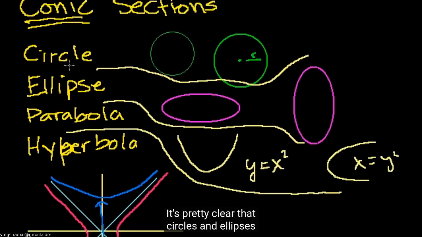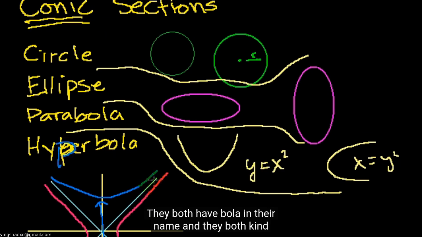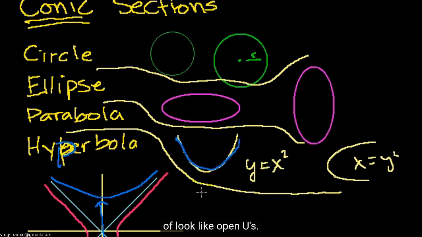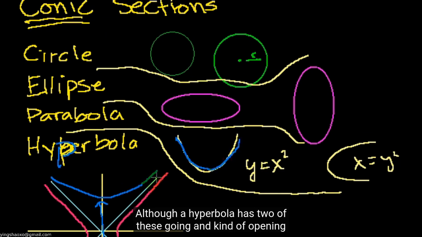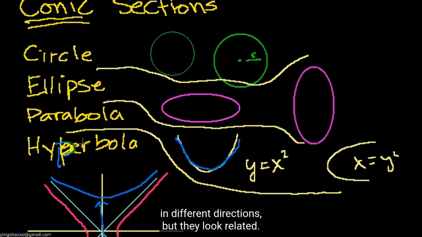It's pretty clear that circles and ellipses are somehow related, that an ellipse is just a squished circle. And maybe it even seems that parabolas and hyperbolas are somewhat related. This is a P once again. They both have "bola" in their name, and they both kind of look like opened U's, although a hyperbola has two of these, opening in different directions, but they look related. But what is the connection behind all of these? And that's frankly where the word conic comes from.